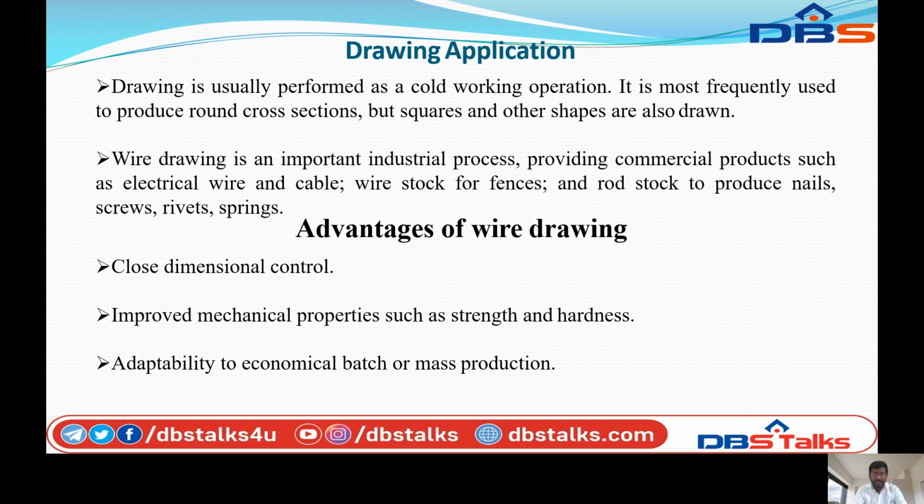Next, drawing applications. Drawing is usually performed as a cold working operation. It is most frequently used to produce round cross sections, but squares and other shapes are also drawn. Wire drawing is an important industrial process providing commercial products such as electrical wires and cables, wire stock for fences, and rod stock to produce nails, screws, rivets, and springs. These are the drawing applications.